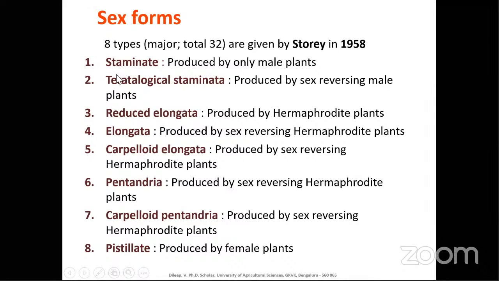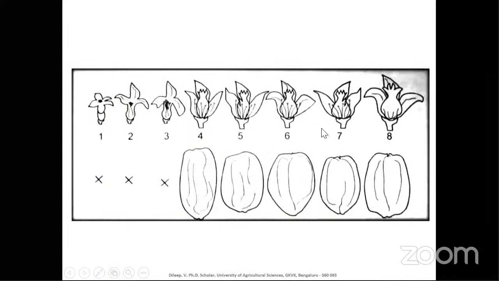Okay, so these are the 8 types of flowers, I mean sorry, sex forms. You do not need to remember all the names, just the number, and who reported it, and also the number. So these are the images.